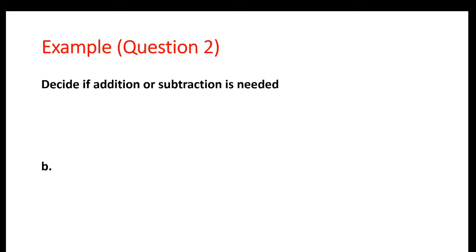Question 2 is to decide if addition or subtraction is needed. So for part A, we've got 2x minus 3y is equal to 3, and 3x plus 3y is equal to 7. So do I need to add or do I need to subtract? Well, if we have a look, I've got 3 y's here and a plus and a minus. So if they're different, then I am going to add them. So for these ones, I need to add.